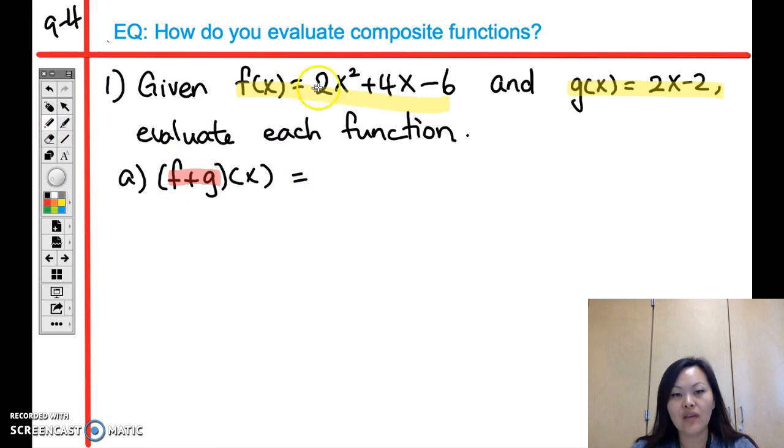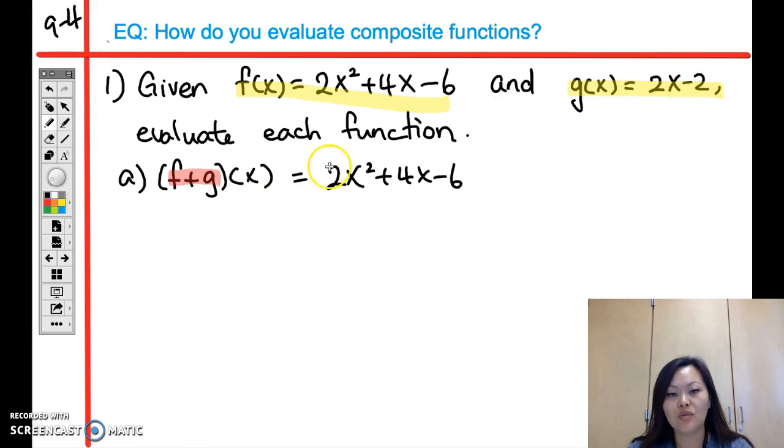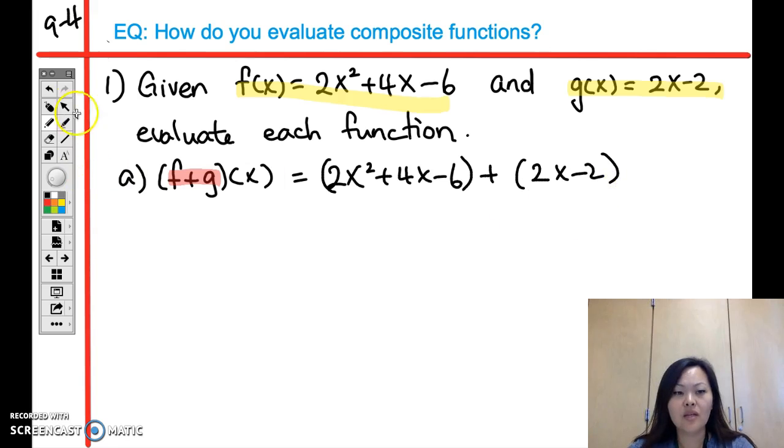So what was f of x? Yeah, that was 2x squared plus 4x minus 6 right here. And then what was g of x? 2x minus 2. And what are we going to do? We're going to add them together. So we're going to go this plus g of x, 2x minus 2. So from here, it's pretty simple. You're just combining like terms.